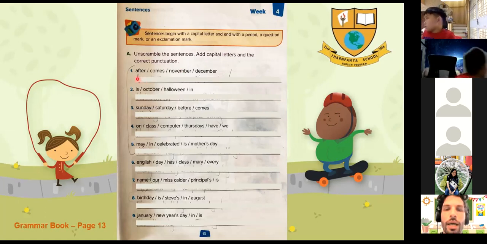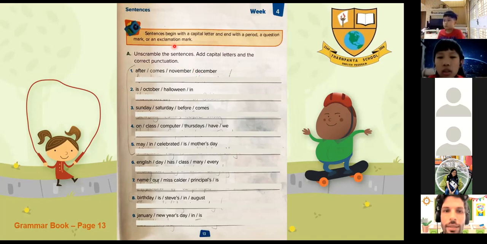December. Okay, but here it used a lowercase letter. How do we write it at the beginning of the sentence? Listen again. Sentences begin with a capital letter. So we need to use a capital letter to write the first word of the sentence. So we're going to write December with a capital letter.